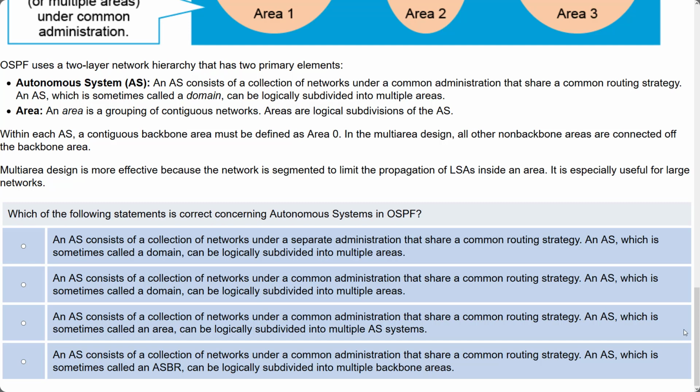An autonomous system consists of a collection of networks under common administration that share a common routing strategy. An AS, which is sometimes called the domain, can be logically subdivided into multiple areas. So that would definitely be the appropriate answer. Let's see what the other ones are just to make sure there's not a better one. An autonomous system consists of a collection of networks under a common administration that share a common routing strategy. An AS, which is sometimes called an area, can be logically divided into multiple ASs. No, that's not correct. Areas are the subdivisions that we create. So that's not.